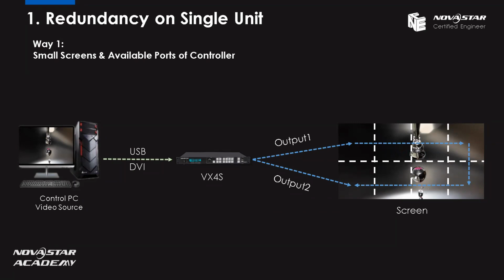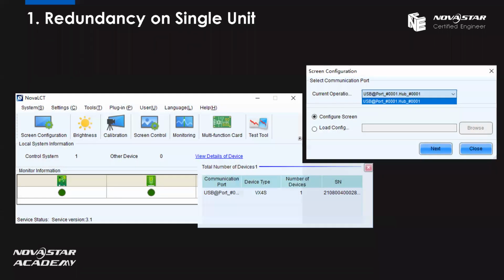That's because there are available ports. So I just connect port 2 to the last receiving card of the output 1 cabinet loop. So that's the physical connection. And for this way, after the physical connection, how can we manage that in our software, still in the Nova LCT? Right now it's only one VX4S, right? So the control system is one, and the number of devices is only one. We click the screen configuration, check the current operation port, and click connect.